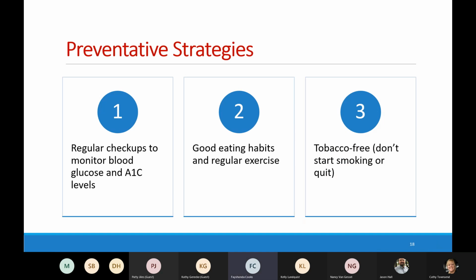So preventative strategies are regular checkups to monitor blood glucose and A1C levels, good eating habits and regular exercise, and then remaining tobacco-free. Don't start smoking, and if you smoke, quit smoking. Those strategies will definitely help minimize the risk of diabetes. Getting at least 30 minutes of exercise 3 days a week is good. Sometimes just meditation and yoga, even the lightweight type of exercises, are good.